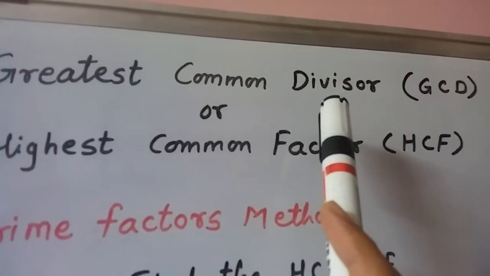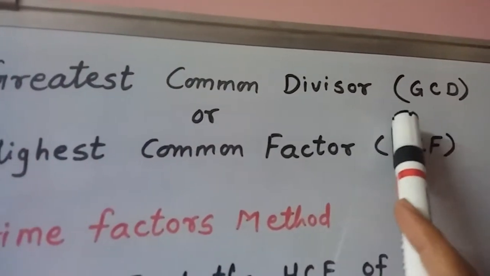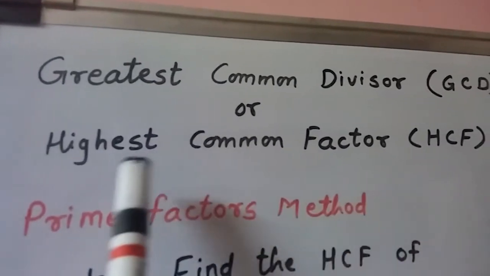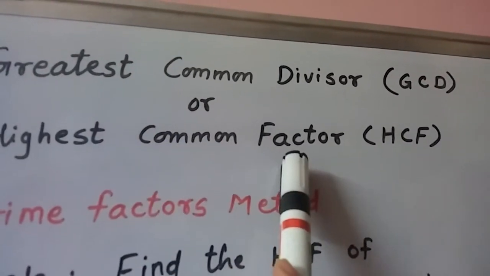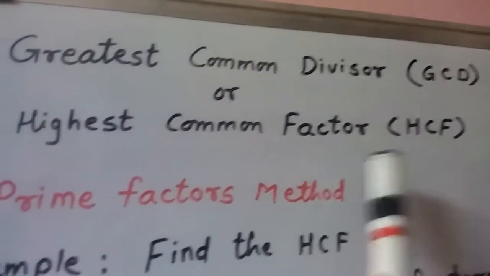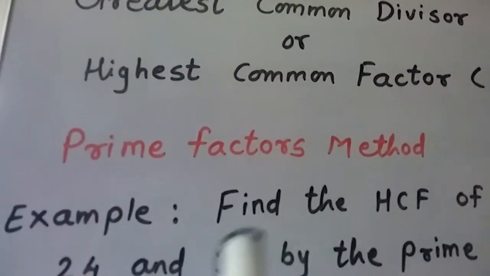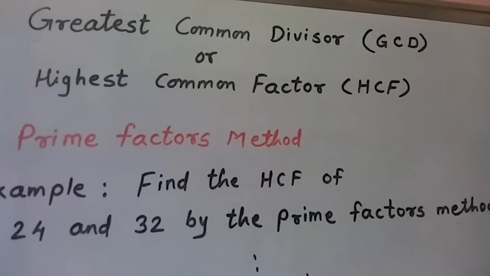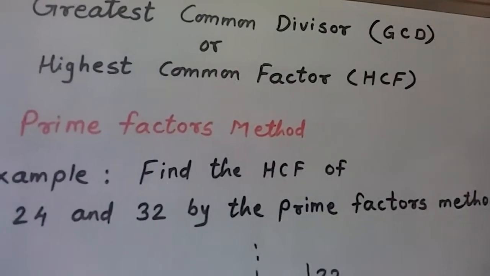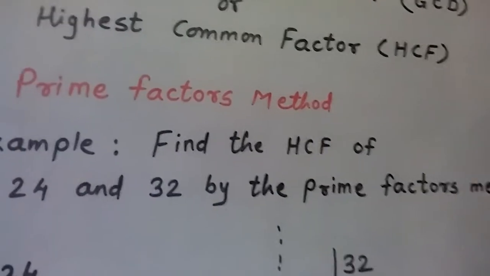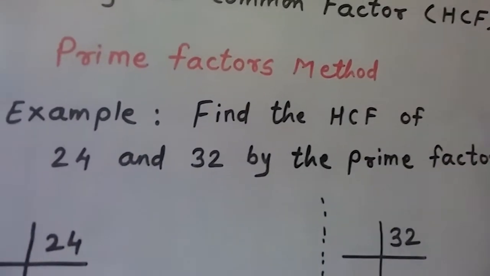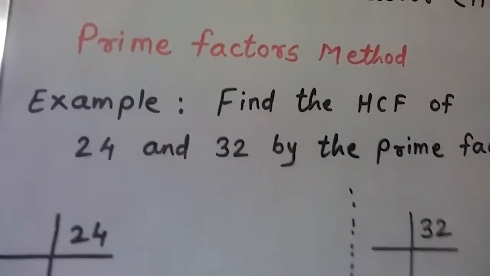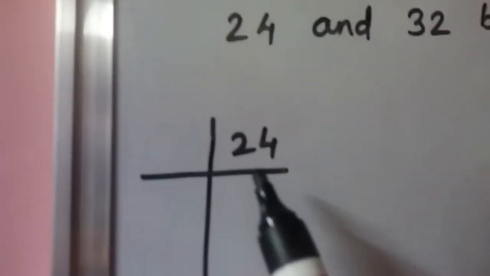Greatest common divisor, in short form GCD, or highest common factor, short form HCF. Prime factor method. First example: find the HCF of 24 and 32 by the prime factor method. First find the factors of 24.